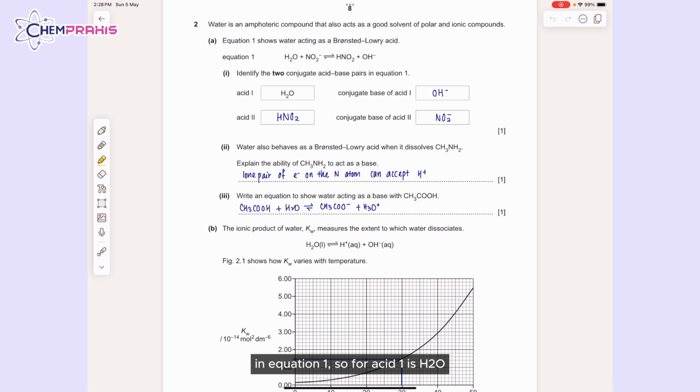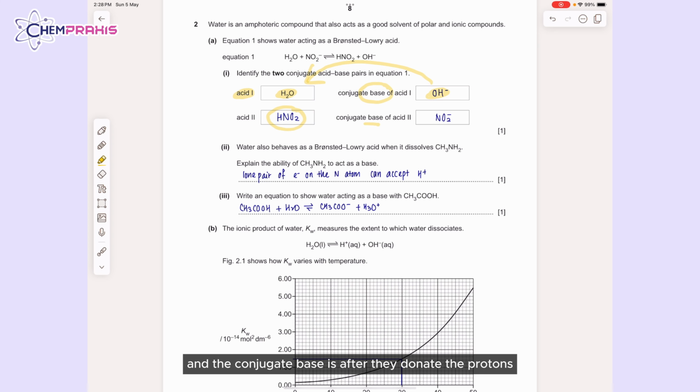So for acid 1, it is H2O. And then the conjugate base of acid 1 is OH minus. It means that when you reverse the reaction, this will be a proton acceptor. And then for acid 2, you can use HNO2, and the conjugate base is what remains after they donate the protons.